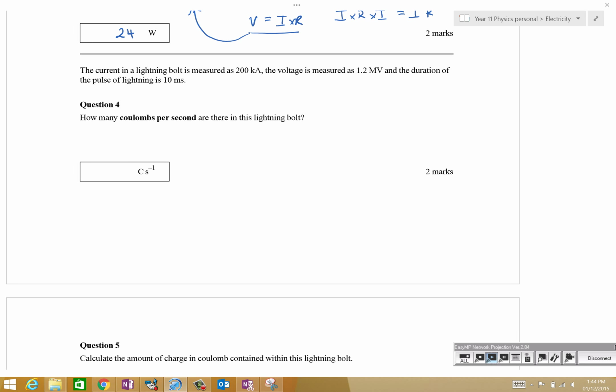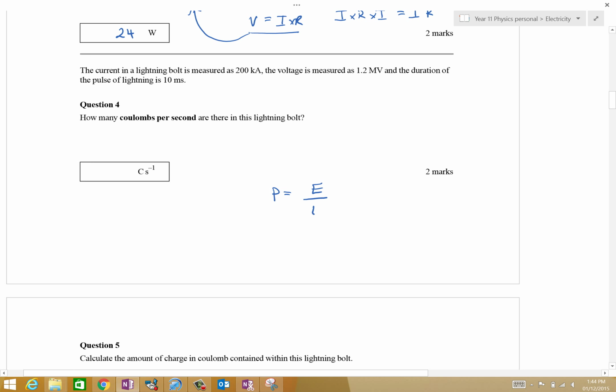Okay, now we have this question, and first of all, we're relating to power, which is the rate of energy. In other words, 1 joule per second, that's joules over seconds. 1 joule per second is equivalent to what? Is 1 watt, isn't it? 1 watt.